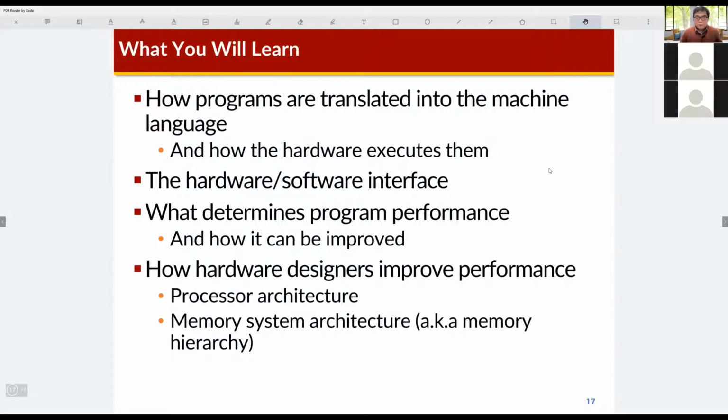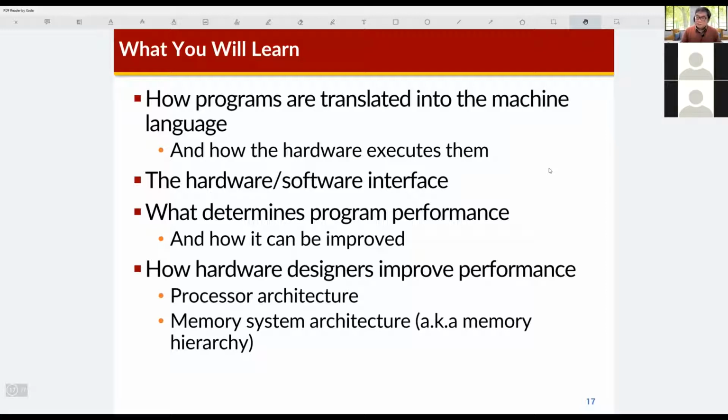Okay, so what will you learn in this course? First we will learn how programs are translated into machine language. Actually, in today's class, we will learn about abstraction of computer systems. I will explain later, but when you write program code with programming languages such as C, C++, Python, or Java.